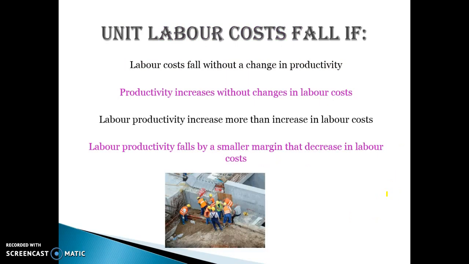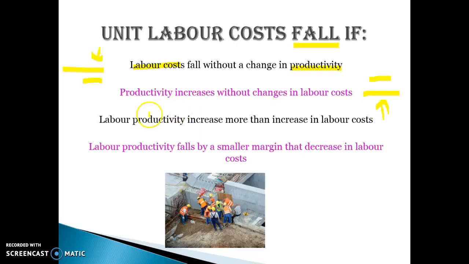Okay, so unit labour costs will fall. Again, we're looking at a ratio, so you need to be able to think about all the things that are going to lead to lower unit labour costs. Unit labour costs will fall if labour costs fall but productivity stays the same, because your numerator will go down while your denominator stays the same. It'll also fall if productivity increases without a change in labour costs. So if labour costs stay the same but productivity increases, then we're going to have lower unit labour costs.